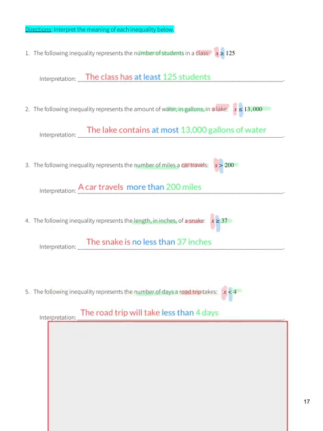All right, and here's our last one. The number of days a road trip takes. Okay, so we're measuring the road trip. The road trip will take, road trip is my variable, and it's telling us it's going to be less than, that's our less than symbol, and we're trying to figure out the number of days. No, it's going to be less than 4 days. So the road trip will take less than 4 days.